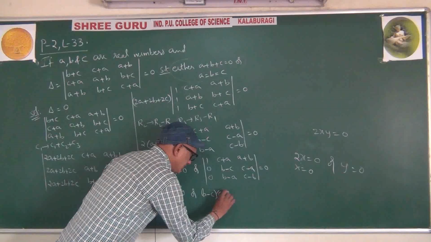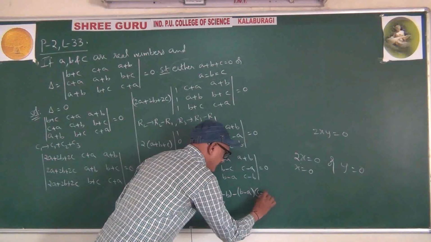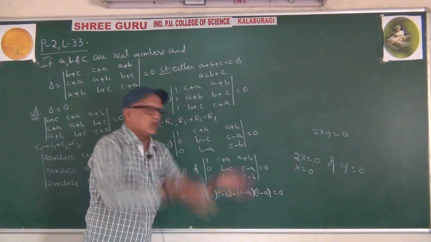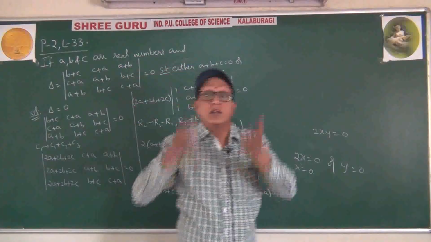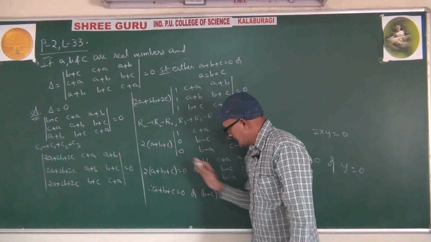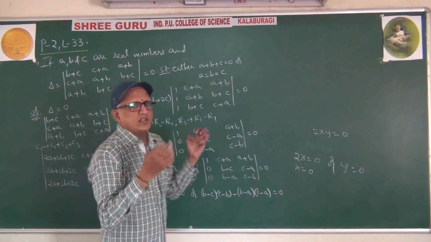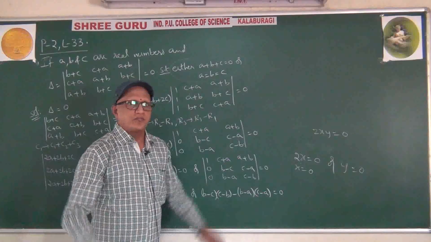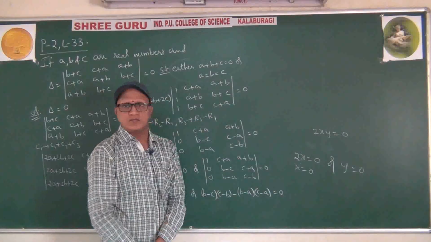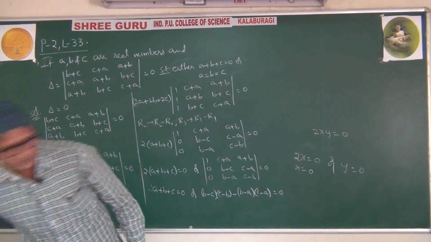B minus c into c minus b, minus b minus a into c minus a. Sir, did not understand. You expand by using the first column. Please believe me. You know the method of expanding the determinant by using the first column. Instead of looking at how you got this and scratching your head, expand this one by using the first column. You too will get the same thing. You try.